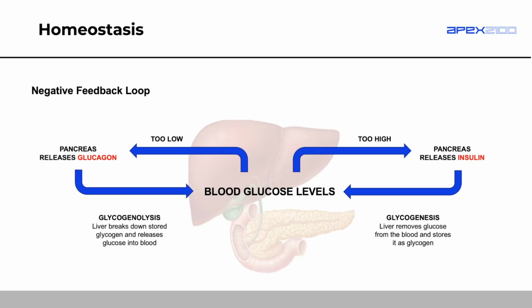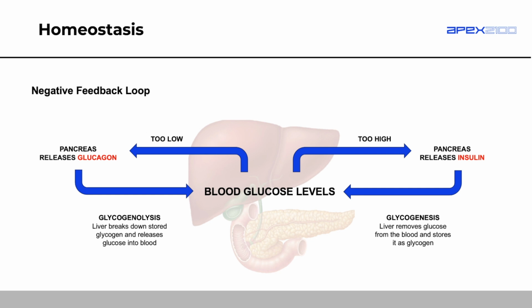We can also see examples with blood glucose levels. So if our blood glucose levels are too high, let's say we've eaten a really high carbohydrate, high sugar meal, in response to that, the pancreas will release insulin, and then the liver will remove that excess glucose from the blood and store it as glycogen, or store it as fat as well if we've got excess glucose, and that's glycogenesis.